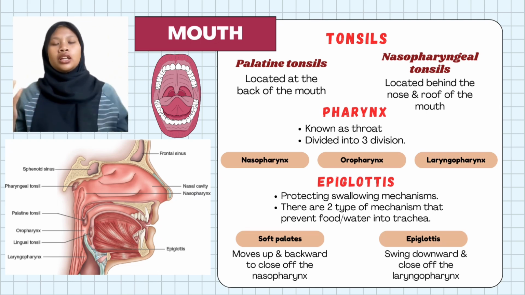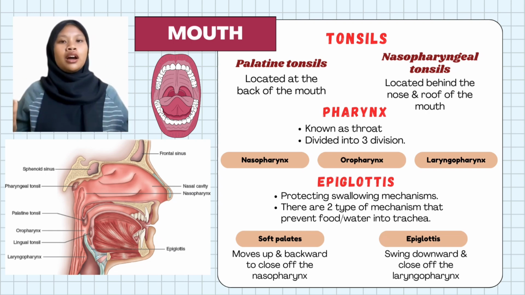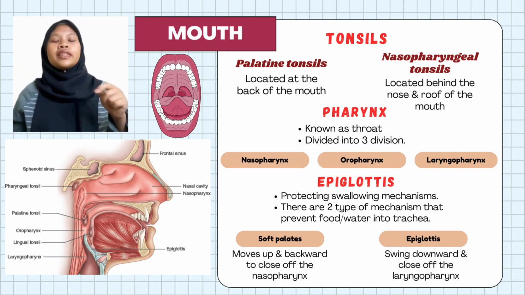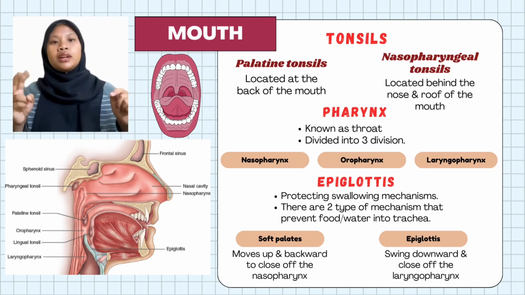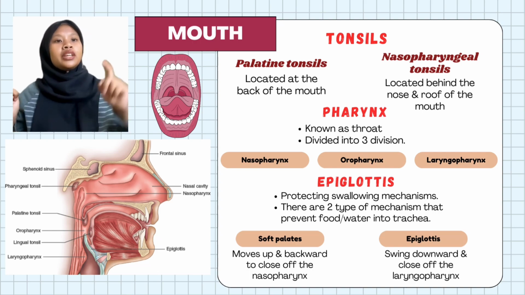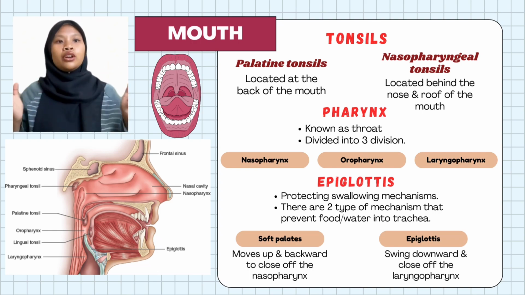Next is epiglottis, protecting swallowing mechanism. There are two types of mechanism that prevent food and water into trachea. The first one is soft palate. It moves up and backward to close off the nasopharynx. Meanwhile, the next one is epiglottis that swing downward and close off the laryngopharynx.